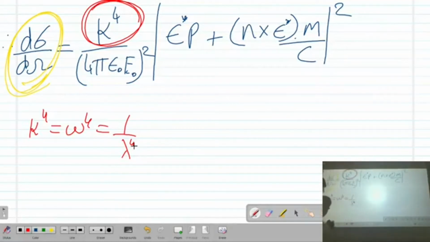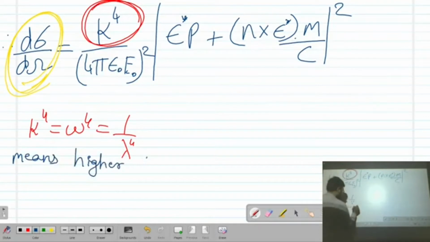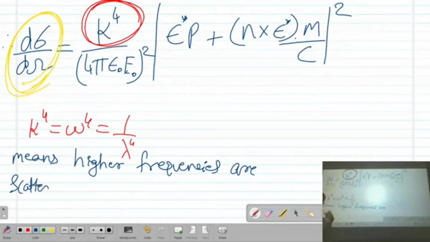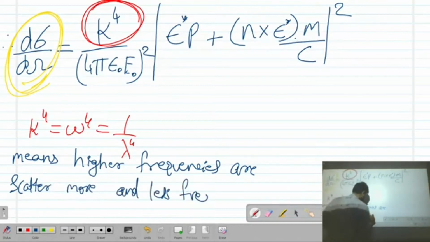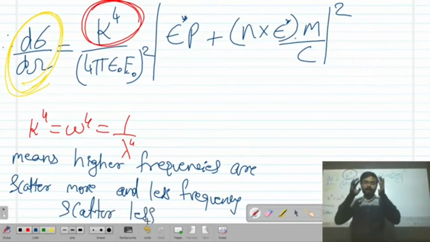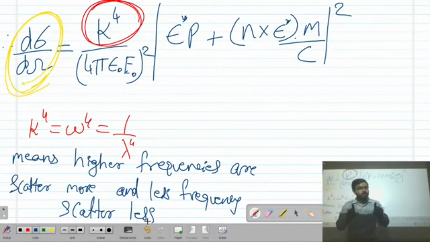Higher frequencies are scattered more, and lower frequencies scatter less. That is why blue light, which has higher frequency, is what we see in the sky as blue color, while other lights are less scattered.